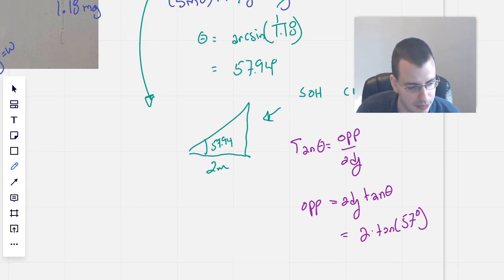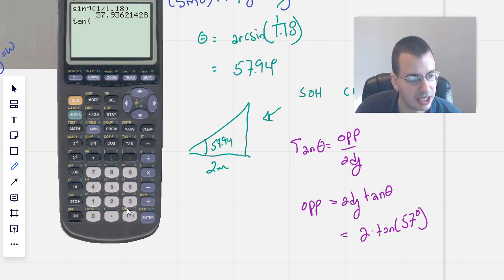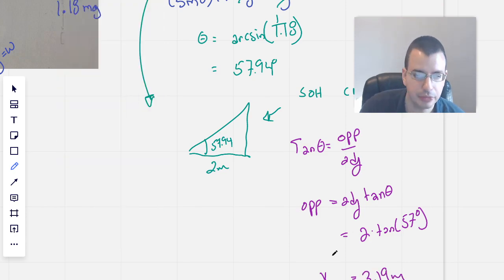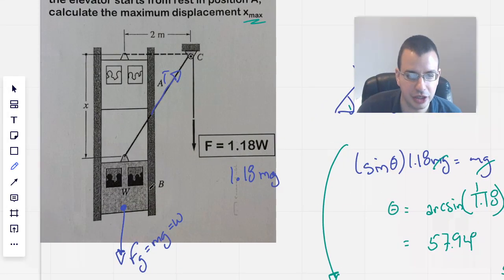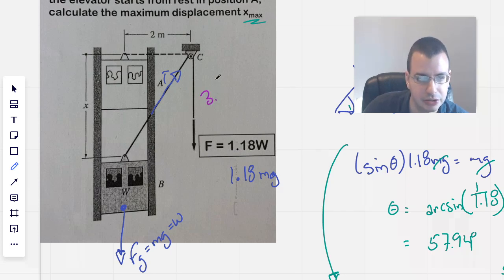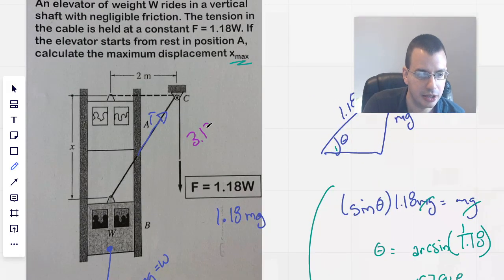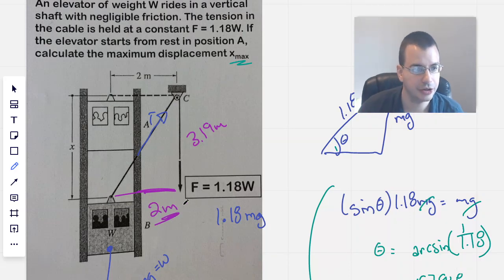That will give us tangent of the answer, times 2. We get 3.19. So x max equals 3.19 meters. So if we have a constant force of 1.18 weight, then this would be 3.19 meters, assuming that this distance right here is 2 meters.